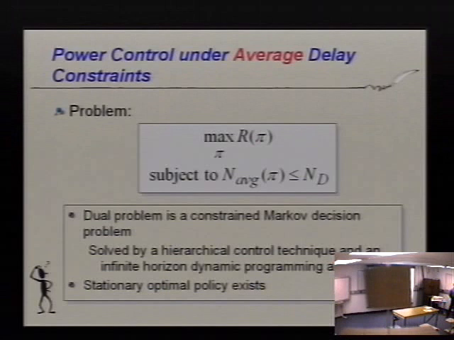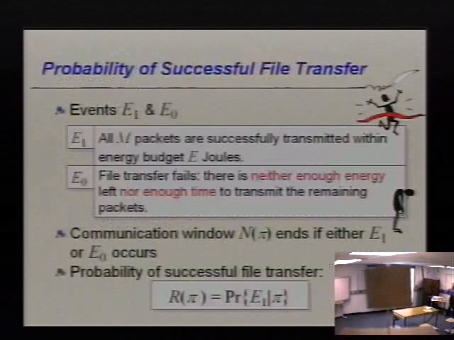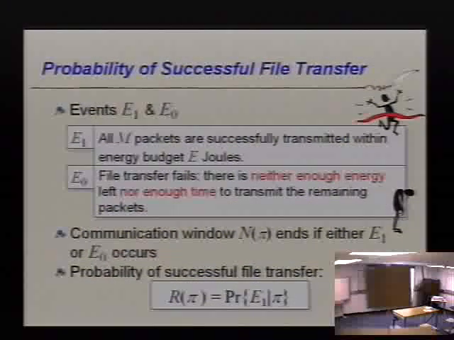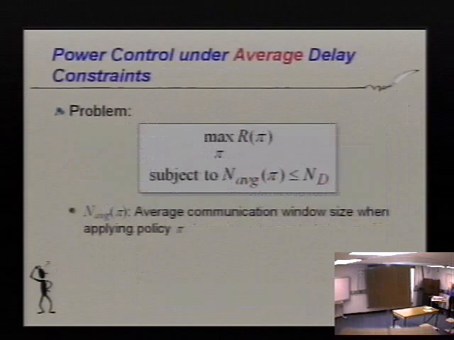Okay, so let's count the time from the beginning time instant to the time instant at which either event 1 or event not occurs. Event 1 means we transmit all the M packets. The job is done. And event not means the job fails, either due to shortage of energy or shortage of time. So N pi is the number of steps you go. Yes. So N pi actually is a random variable, depending on the channel states and the policy pi, until one of those two events. And for this average delay constraint case, we want the average number of steps in the communication window to be less than the preset threshold.